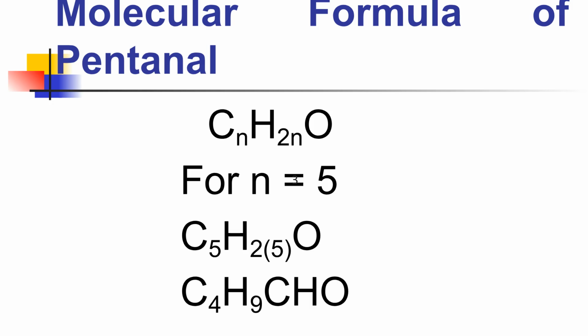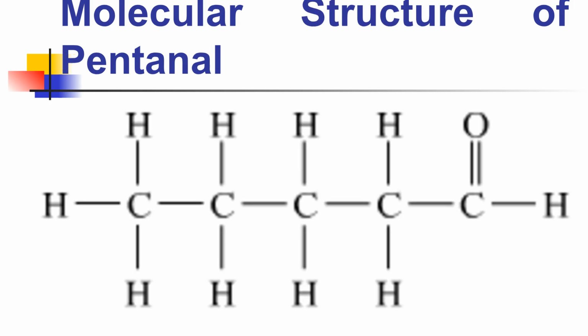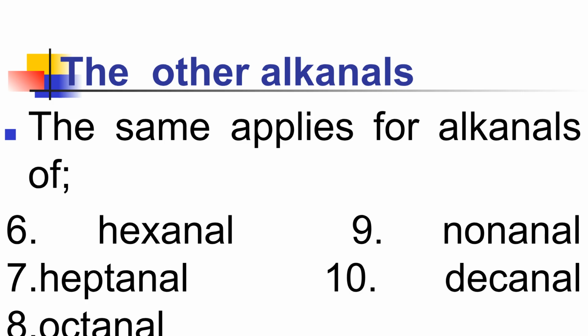Finally, for pentanal, with n equals 5, the molecular formula is C5H10O, or C4H9CHO. Here is the molecular structure of pentanal. The condensed formula for pentanal is CH3CH2CH2CH2CHO. The same principles apply to other alkanals, including hexanal, heptanal, octanal, nonanal, and decanal.